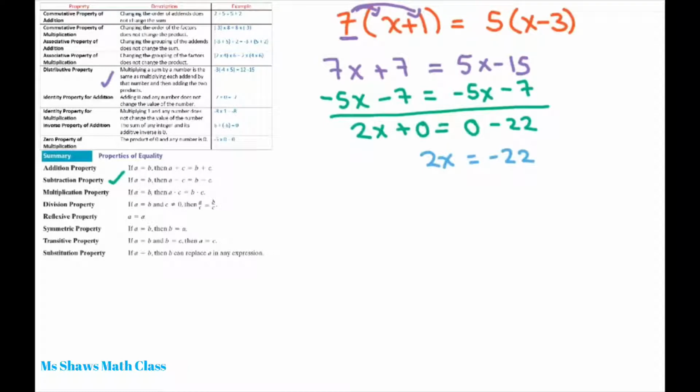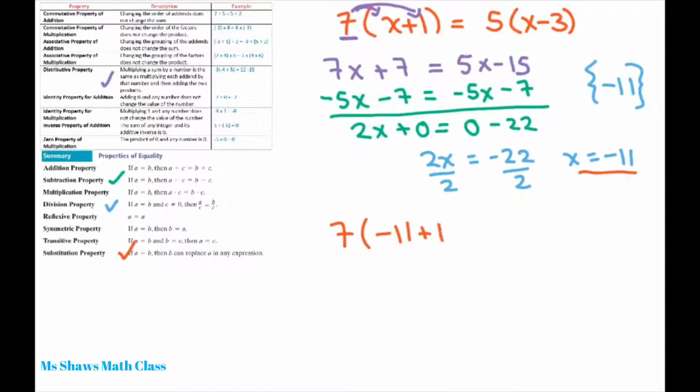And we're going to use our division property and divide both sides by 2. And we get x equals negative 11. So we're going to write our solution set as negative 11. Now let's go ahead and use our substitution property and replace our x with negative 11. All right. So we're going to write 7 and our x is negative 11. And then 5 times negative 11 minus 3.